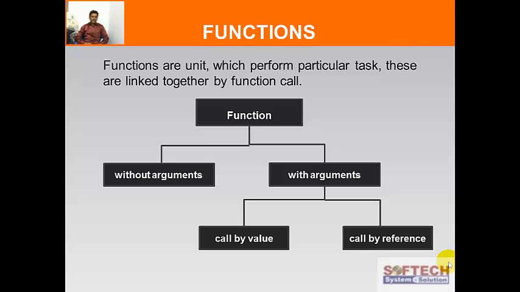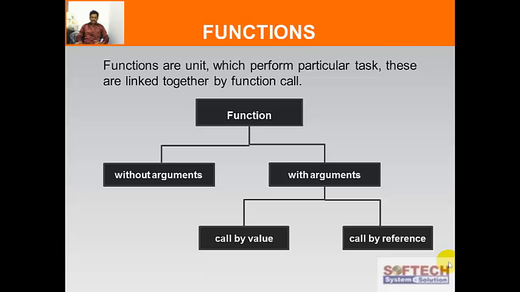The functions are units which perform a particular task. Each and every unit performs a particular task. These units are linked together with the help of function calls. That process is called a function call. A C program consists of more than one function. The functions are units, and these units are linked together with the help of function calls.